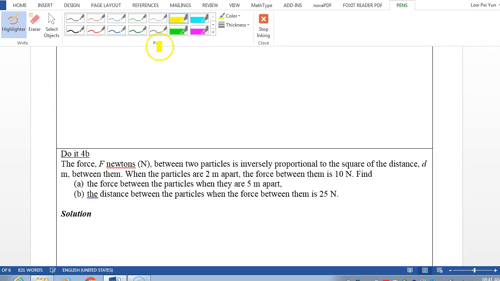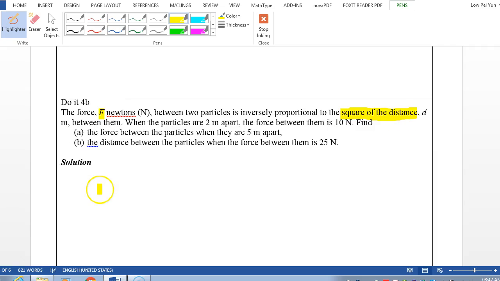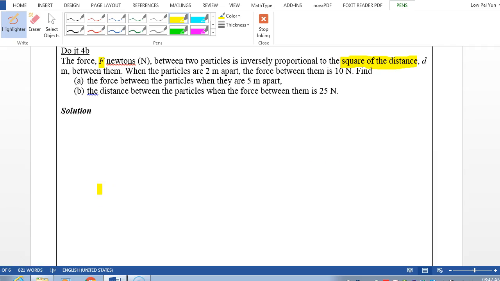Real life example, my favorite type of questions. Force, letter F, in newtons, is about the force between two particles and is inversely proportional to the square of the distance. When you read your question, don't forget or miss out any words. So we are able to establish this equation. F, because it's inverse proportion, I write my k over the square of the distance.